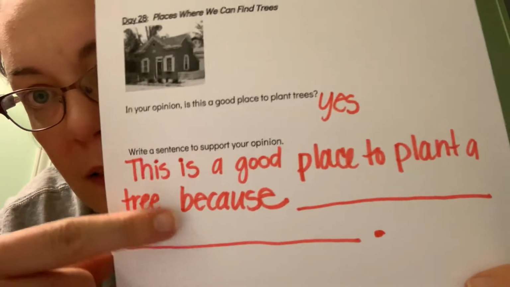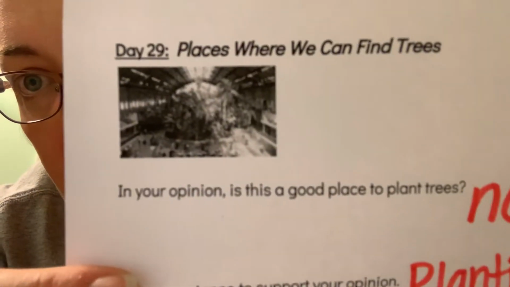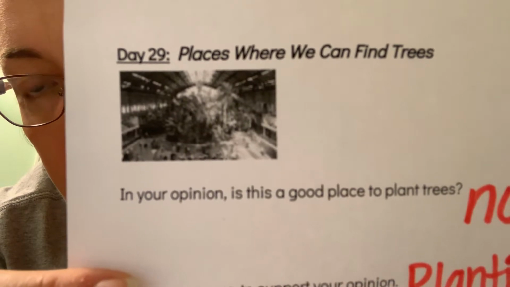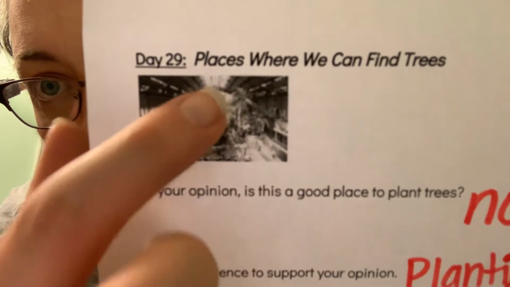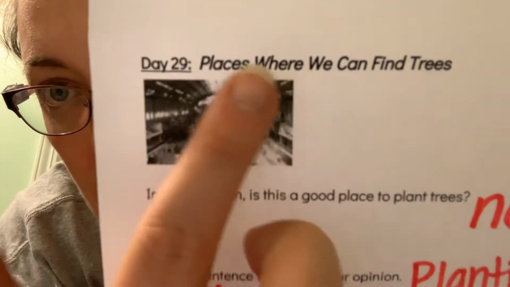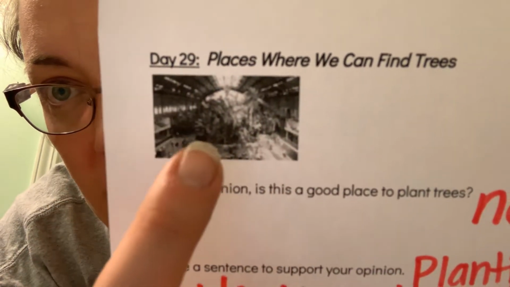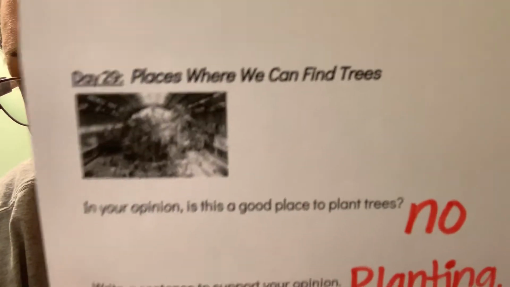Here we are on page 19. Yesterday we worked on this part. Today, there's our picture a little bit bigger. We've got sunlight coming through the roof. This is like a mall or some sort of structure like that. There's trees on the inside there.